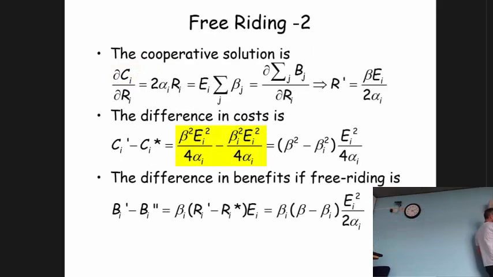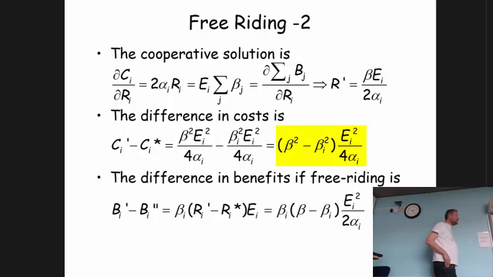So you stick it in, we know R prime, we know R star, so we have beta squared, E squared over 4 alpha I. And the same thing here, but now we have the subscripts. So we can bring these two together, and really what you have there is beta squared minus beta I squared. That is the crucial cost difference.